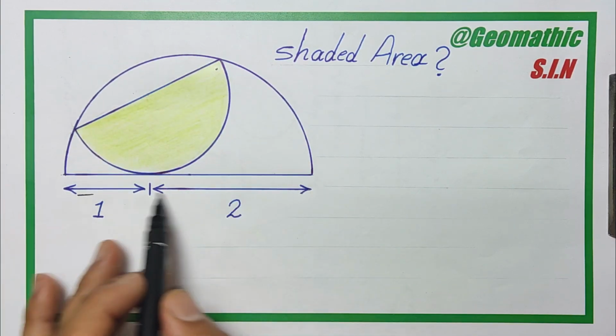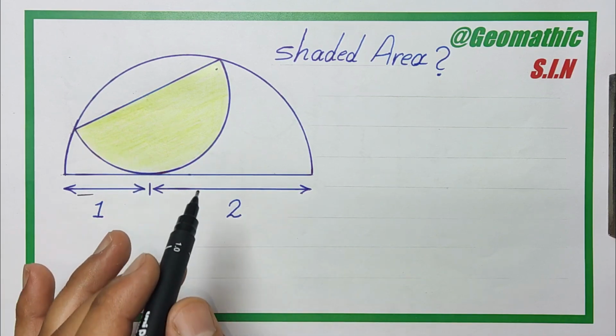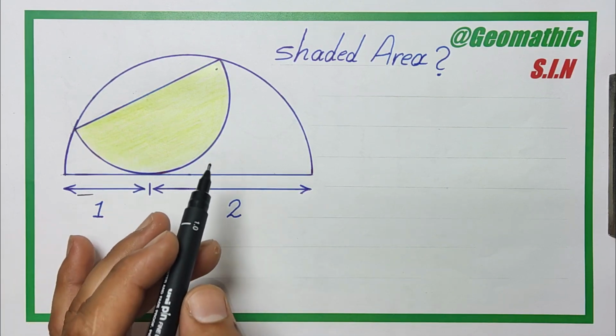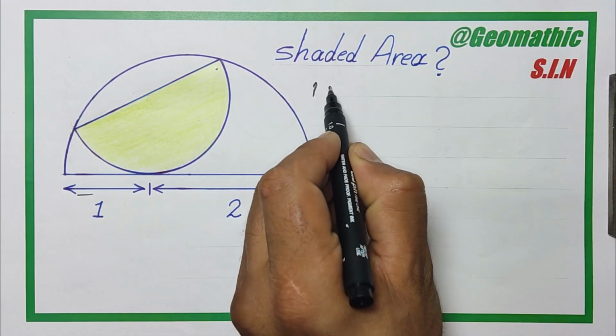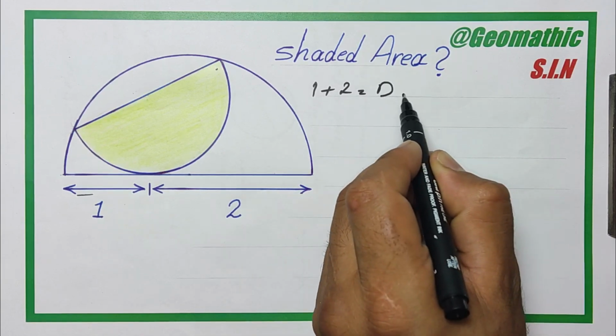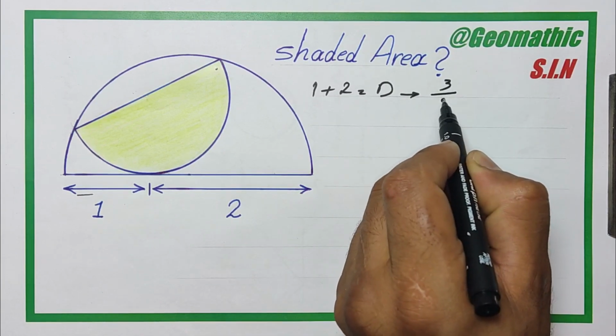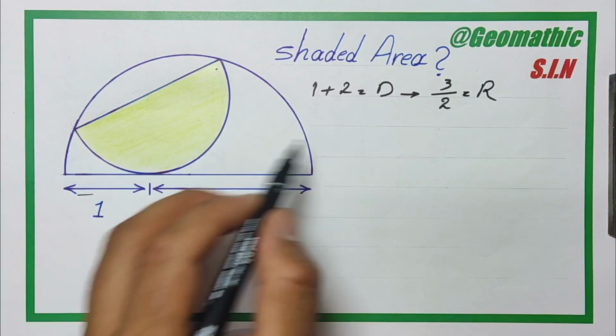As you can see, the given lengths add up to the diameter. So dividing their sum by 2 gives us the radius of the larger semicircle. I write that 1 plus 2 equals the diameter. So 3 over 2 equals the radius of the larger semicircle.